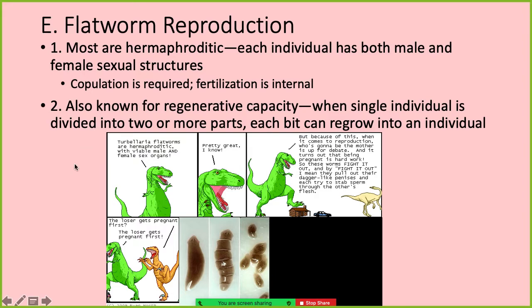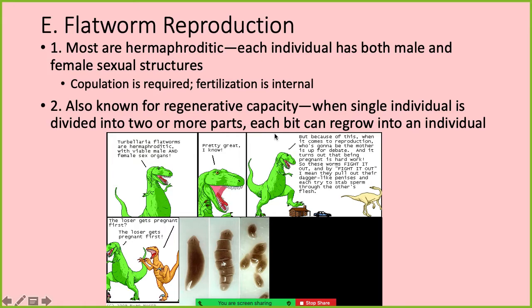If you take a flatworm and you cut it up into tiny pieces, as you can see here, poor flatworm, each of those tiny pieces will actually turn into a flatworm. So that is another way they can reproduce, kind of cloning asexually. Each bit will grow into a new individual.